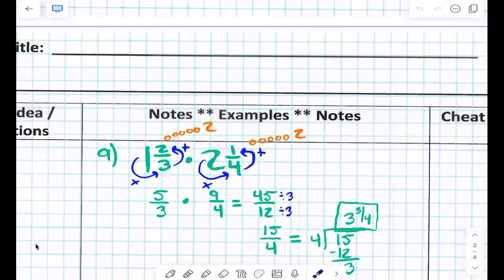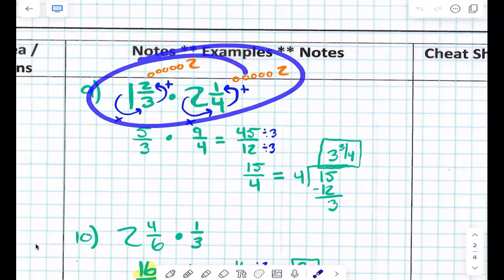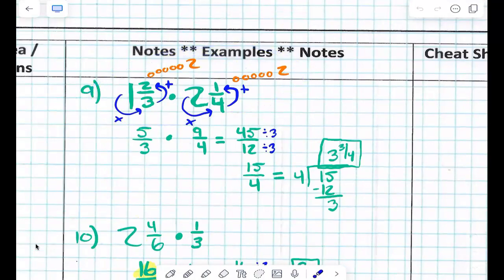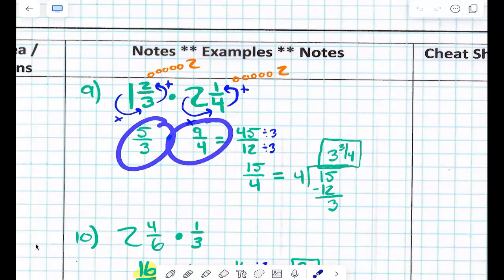No. Absolutely not. If you're multiplying mixed numbers, what must you always convert them into? Improper fractions. You must convert them into improper fractions. So once you get your 2 improper fractions, it's pretty simple. You multiply numerator by numerator and denominator by denominator, right? Yes.